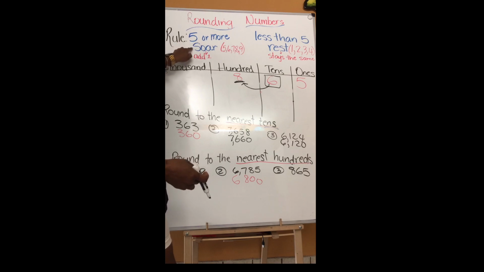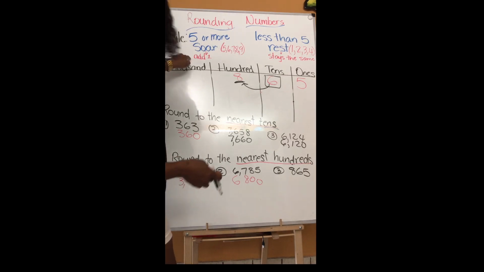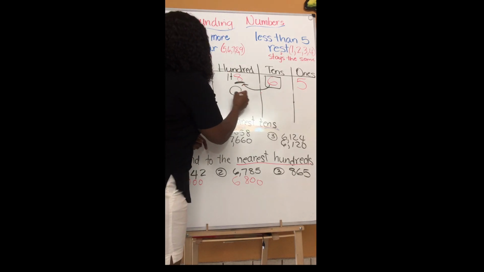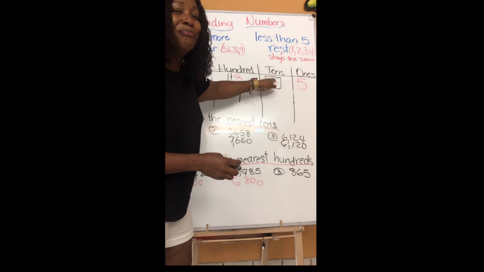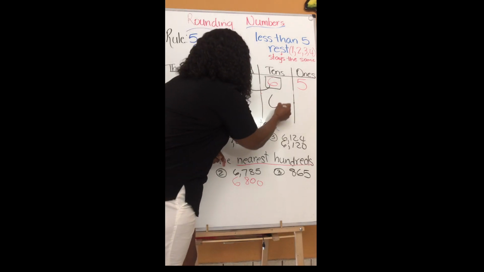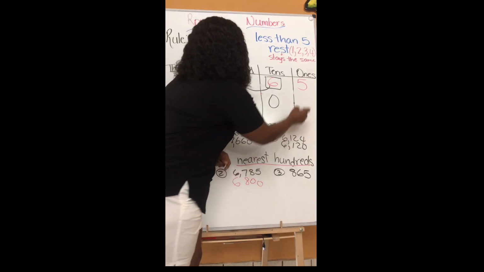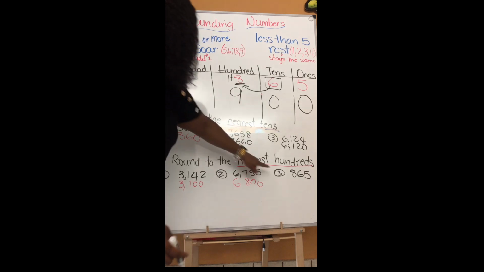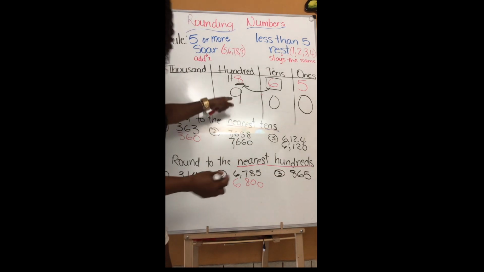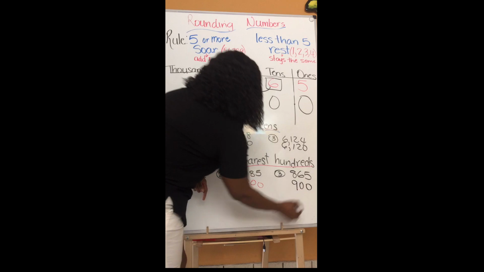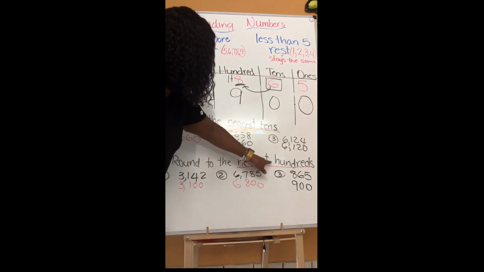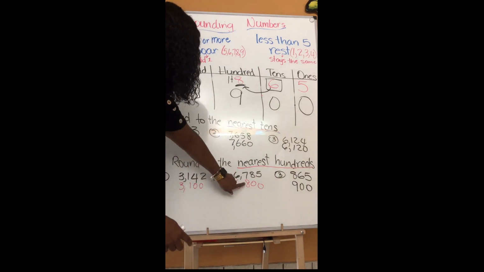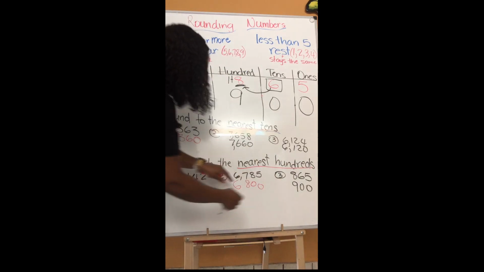What does 5 or more say? It should soar. Soar means it should add 1. So we're adding 1 to the 8. 8 plus 1 is 9. The boss becomes 0, and everything to the right of it becomes 0. So when we round 865 to the nearest 100, it becomes 900. So notice we are rounding to the nearest 100, it becomes 900. Nearest 100, it becomes 6,800.